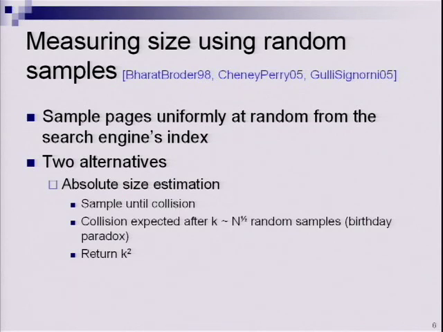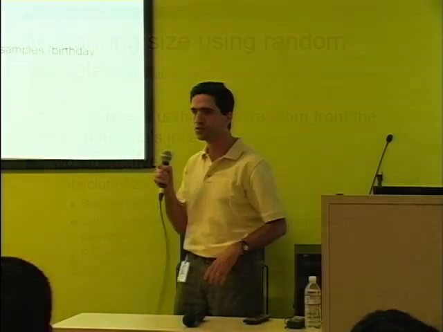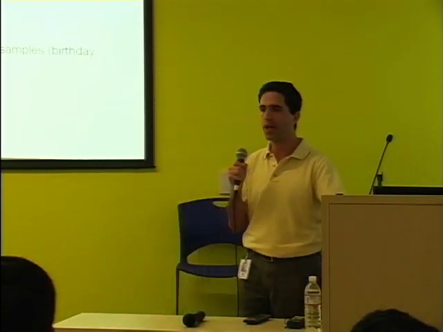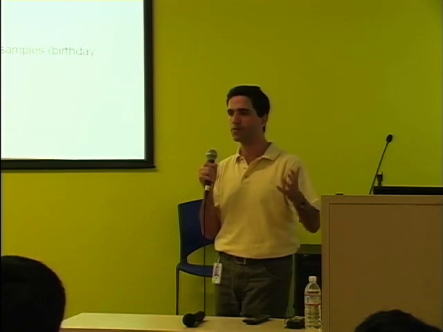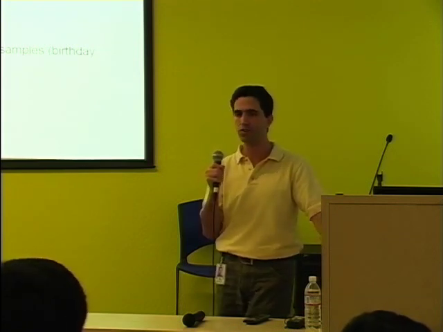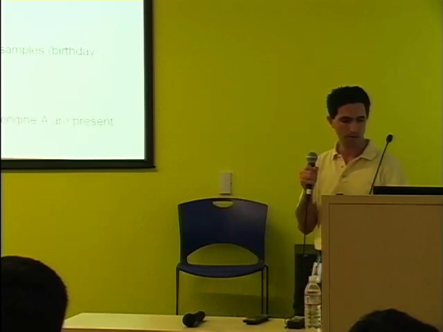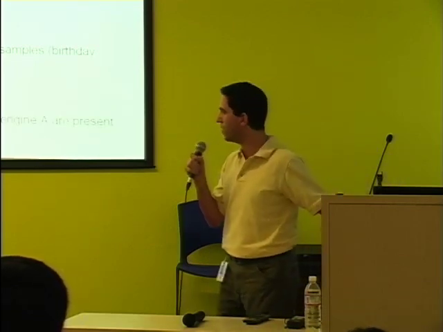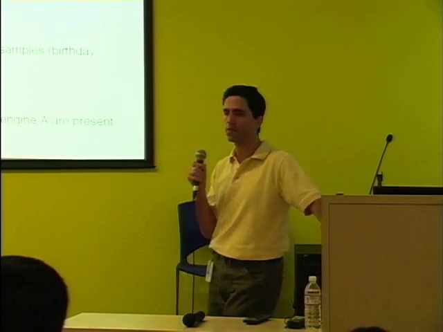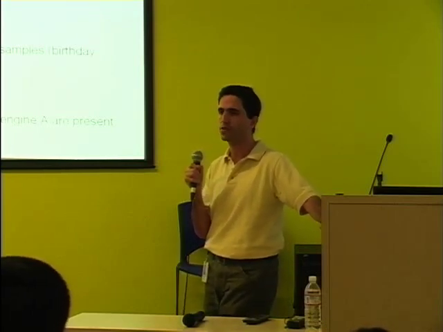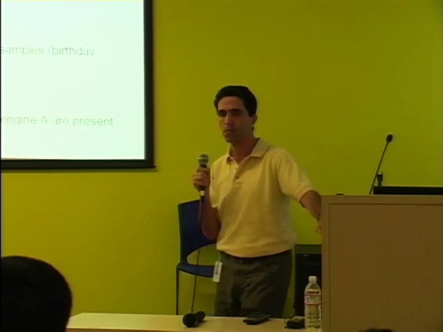So if you got the collision after k steps, you can estimate the size of the search engine as k squared. The problem with this approach is that as n is very large, also k, the number of samples you need, is very, very large. And it may be prohibitive to send so many queries to the search engine just to estimate its size. So the approach that was taken so far is to estimate relative size rather than absolute size.